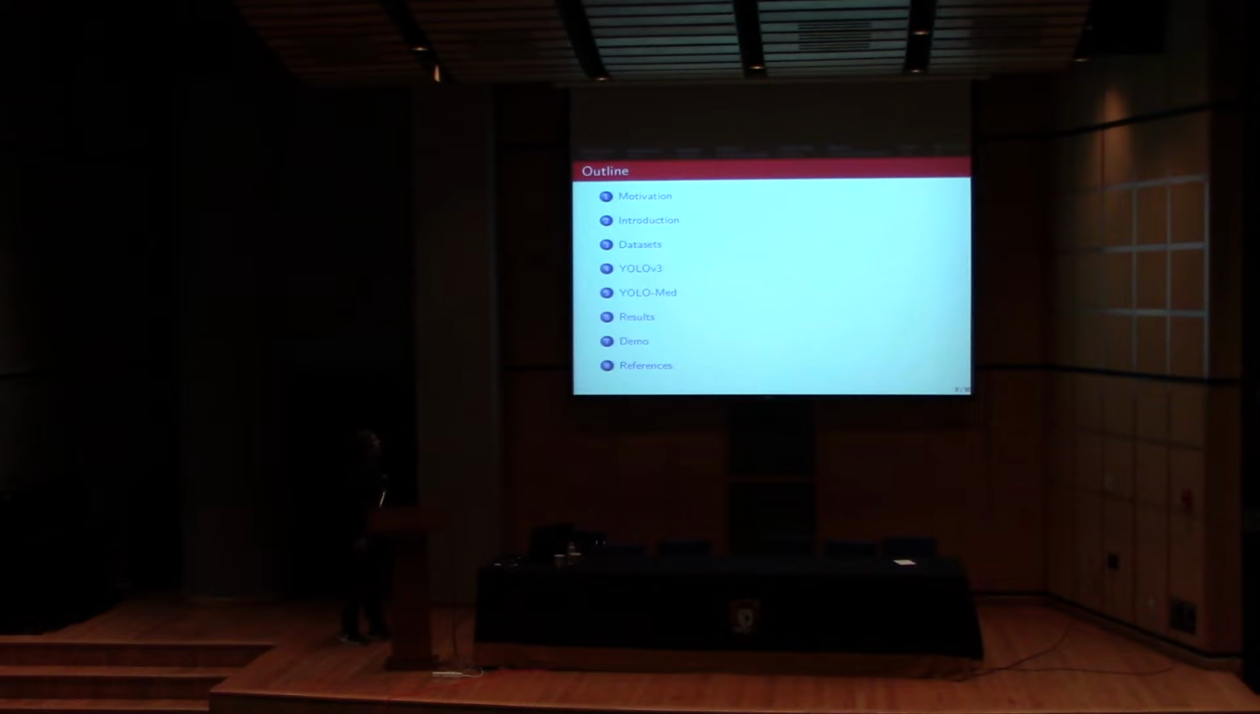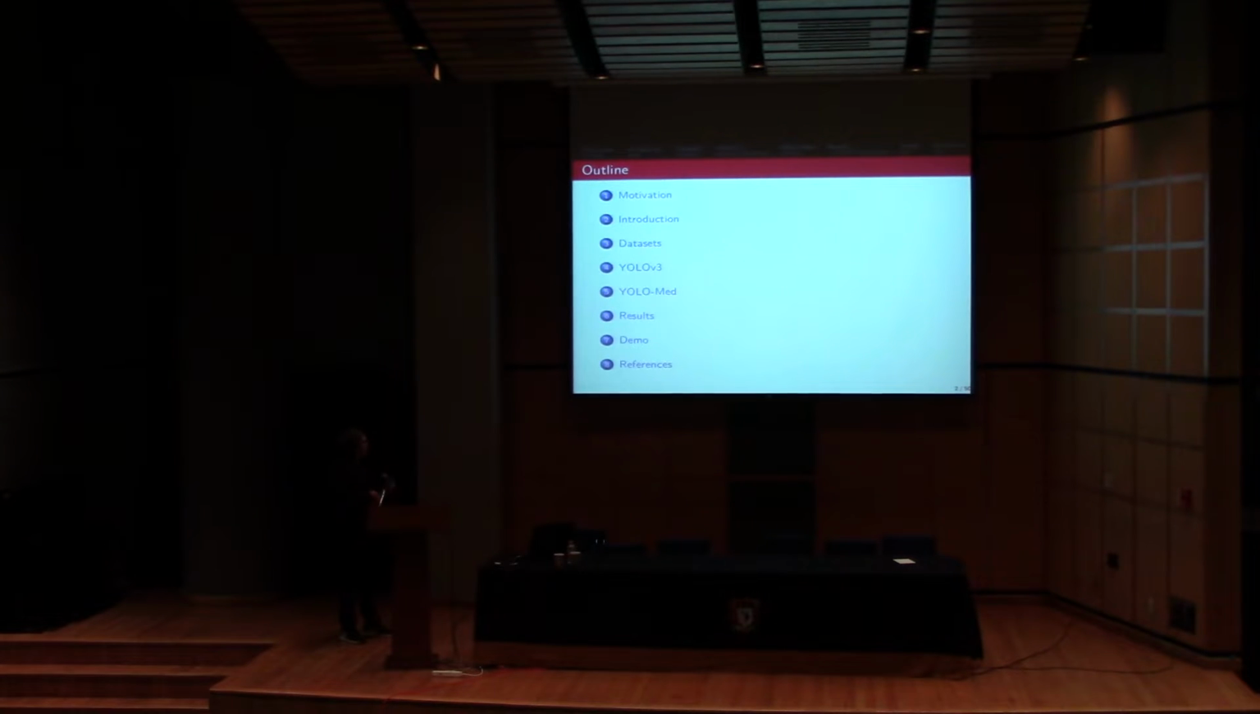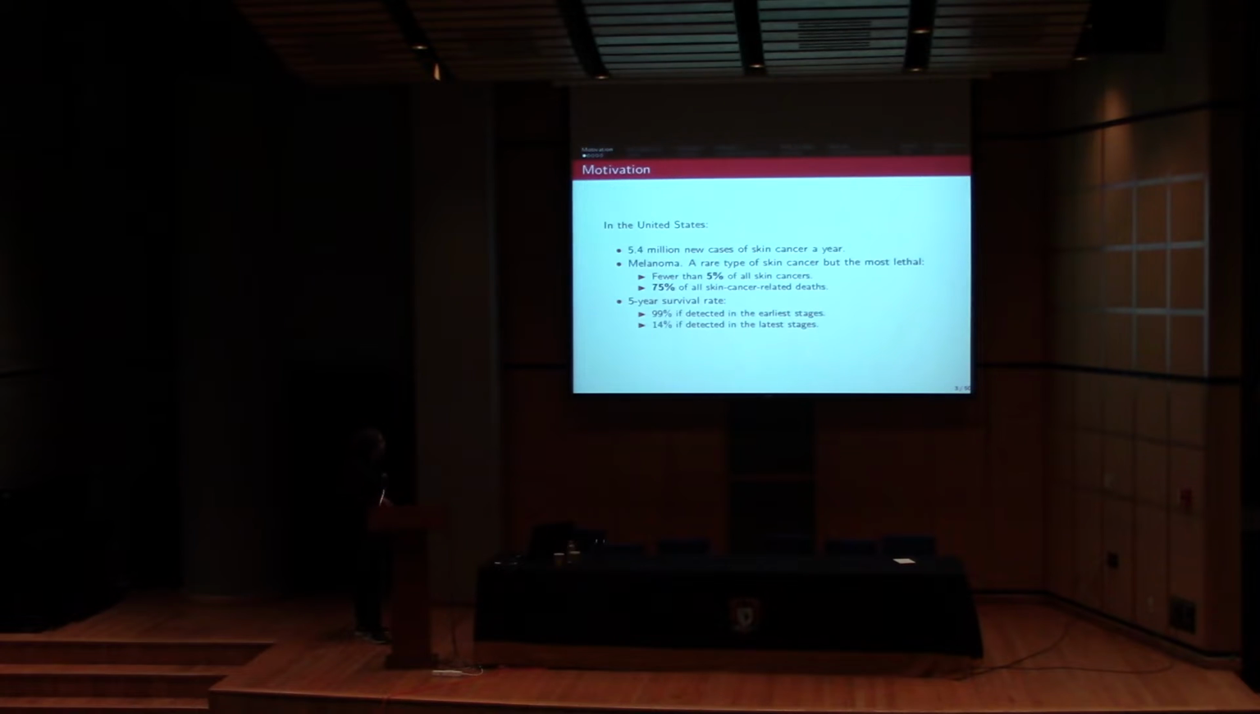Well, this is the outline of the talk. I'm going to start with the medical context which we're trying to address. After that, I'm going to give you a little bit of the introduction of the evolution of computer vision systems using deep learning. And after that, I'm going to tell you about the model that we chose to use, as well as the datasets that are key to make this work. And finally, I'm going to show you some results and a little demo of what we have accomplished.